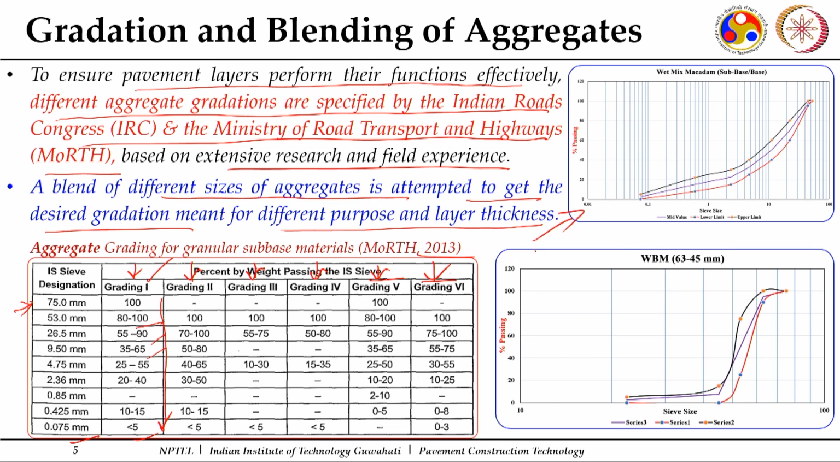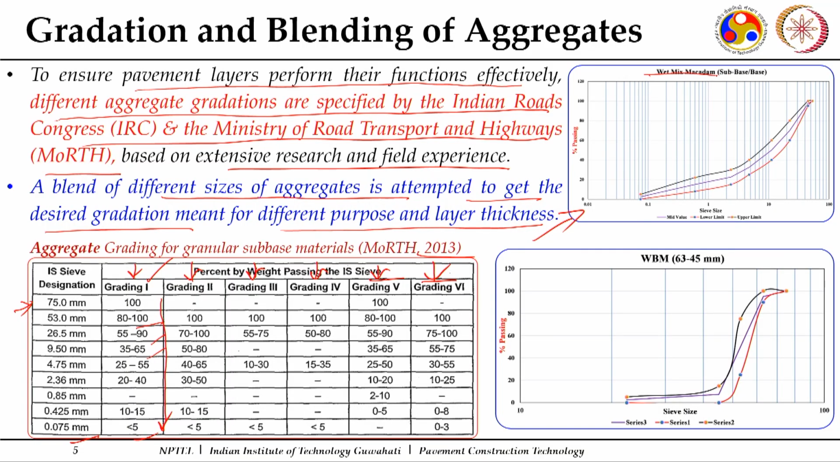Similarly, this is the gradation taken from MORTH for wet mix macadam, which is widely preferred for use as a base course. Waterbound macadam also gives a gradation range. There is an upper limit and a lower limit, and a target mid gradation can be there. So, ranges of gradation are given in tabular form. You can plot and see in which ranges your material should fall.